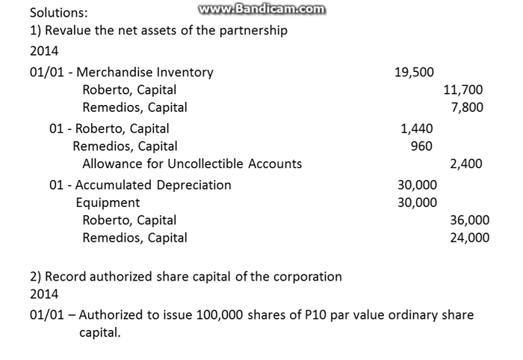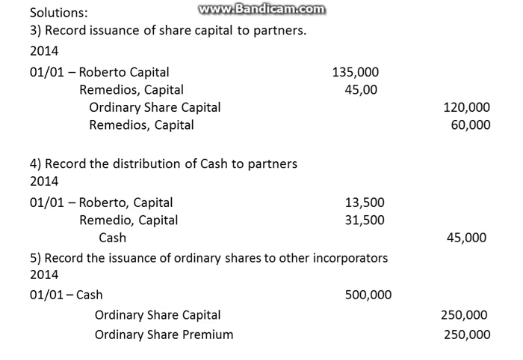Next step is to record the authorized share capital of the corporation. Since a memorandum entry should be used, the entry to record such transaction is to state authorized to issue 100,000 shares of 10 peso par value ordinary share capital. Third is to record the issuance of share capital to partners. The entry to record such transaction is to debit Roberto Capital and Remedios Capital for 135,000 and 45,000 respectively, and to credit ordinary share capital for 120,000 and 60,000 respectively.